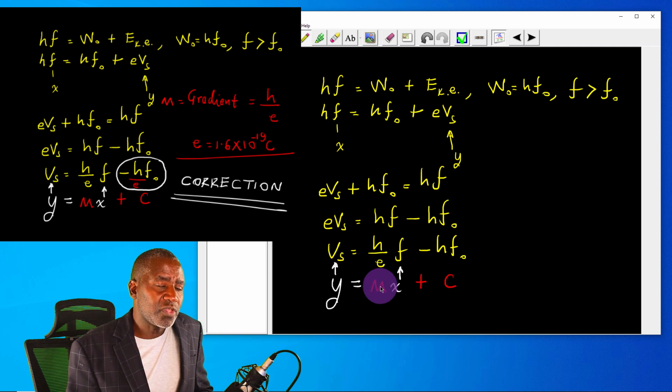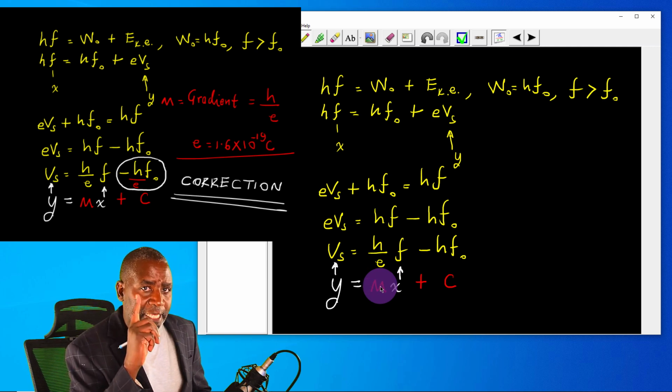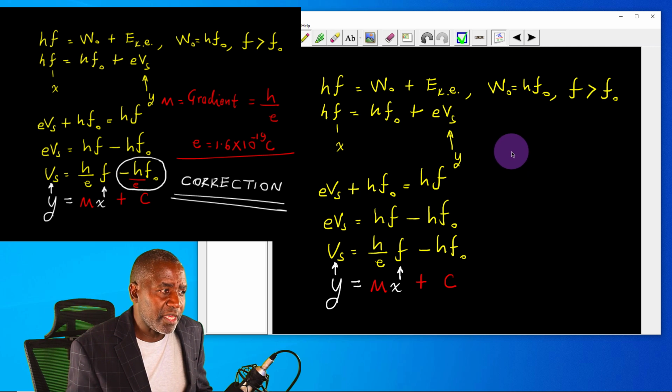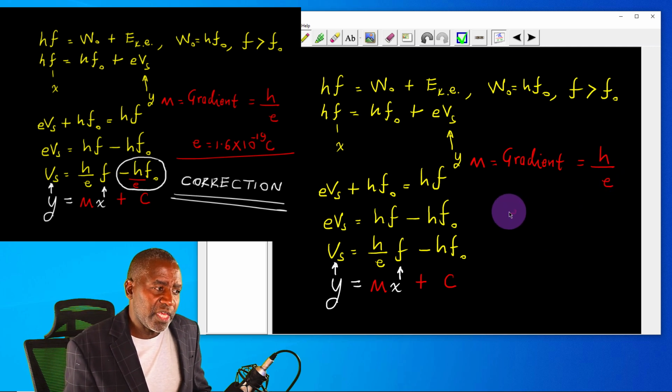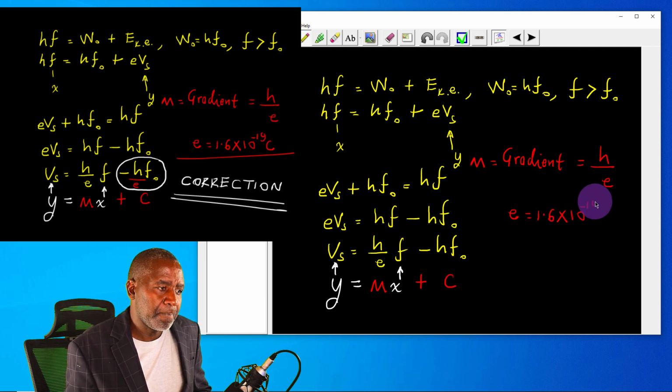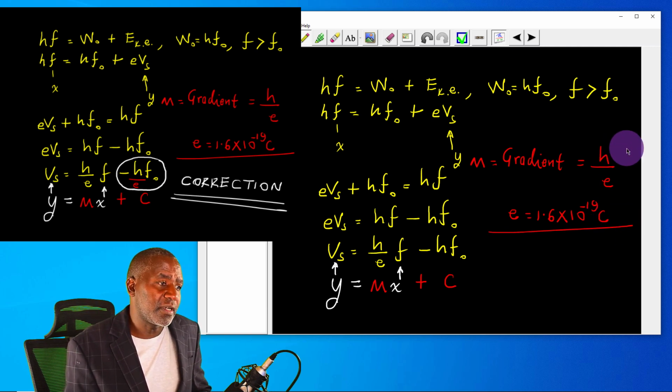And you can see the value of the gradient. If I go back to that graph and get the gradient, I'll be able to say the value of the gradient of that graph, which is m. m is the gradient, and it is equal to h over e. Since I know the electronic charge, or the charge on the electron, which is 1.6 by 10 raised to power minus 19 coulombs, I'm able to verify the value of this Planck's constant.